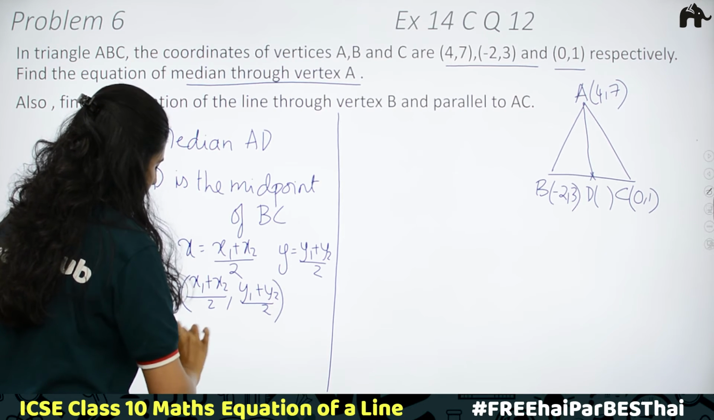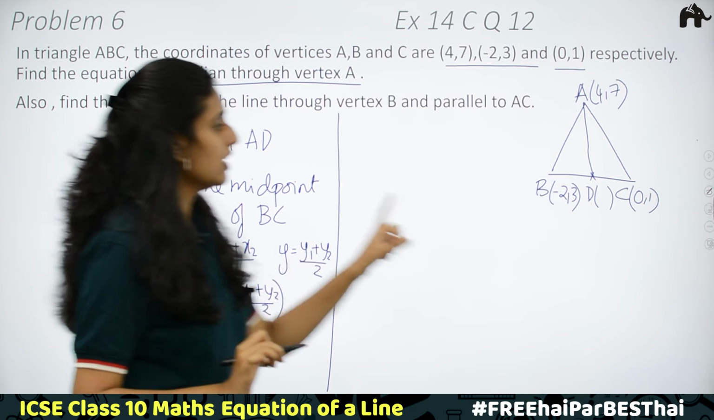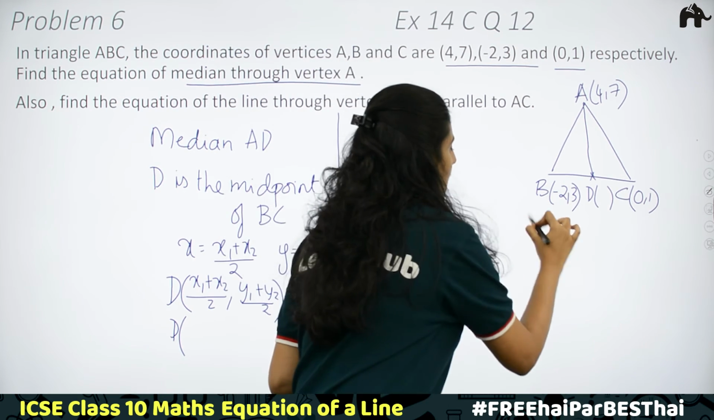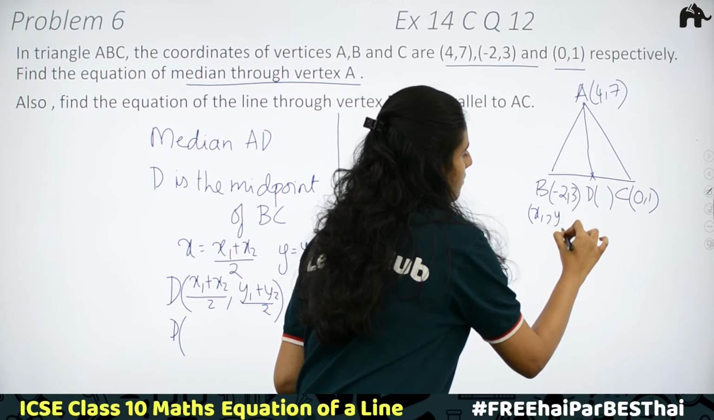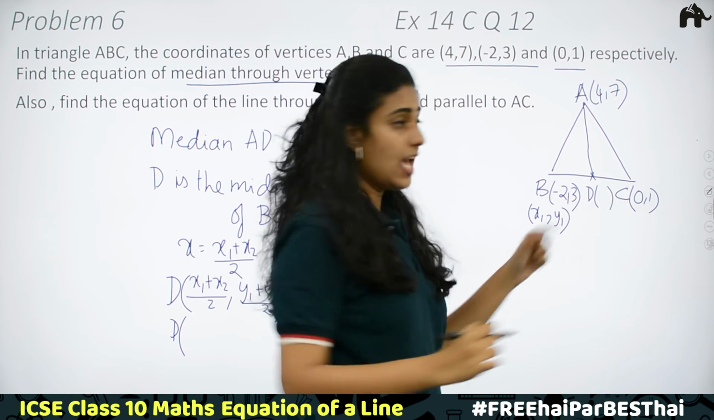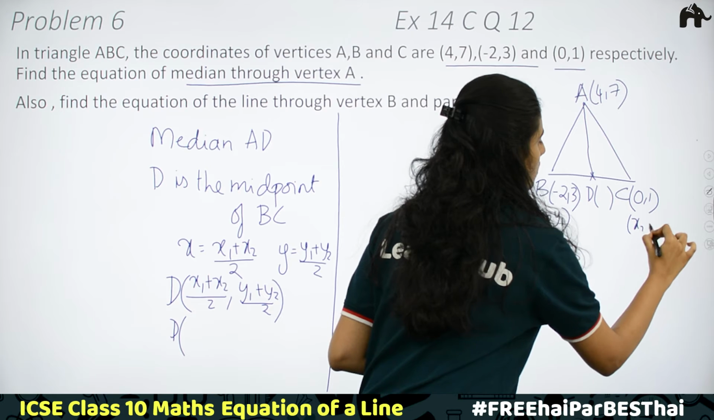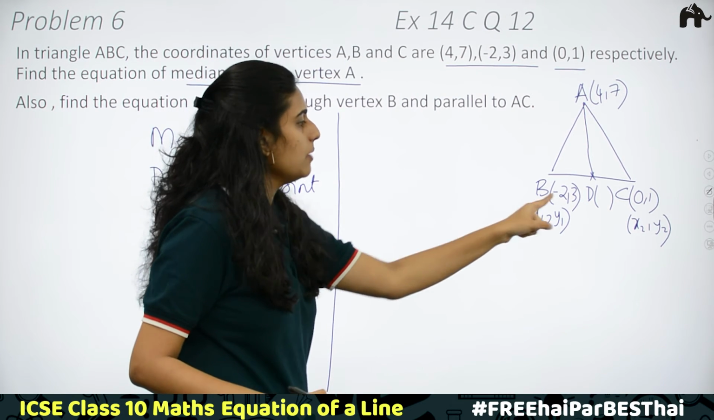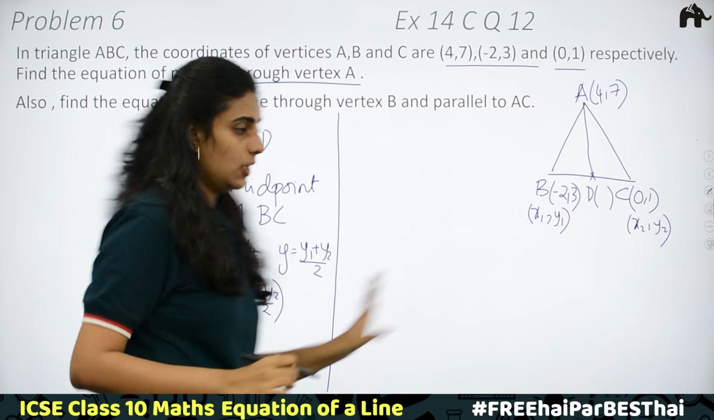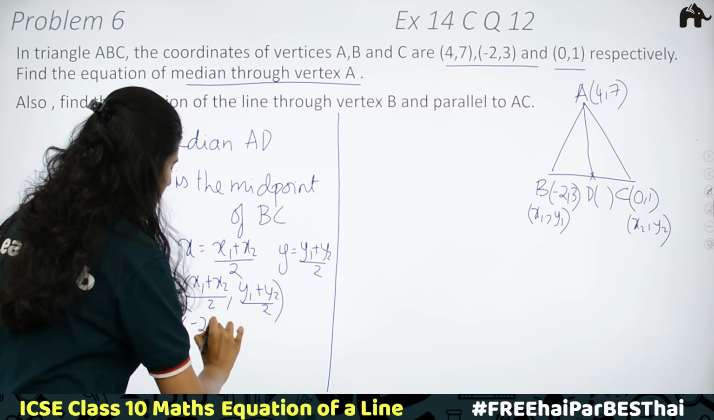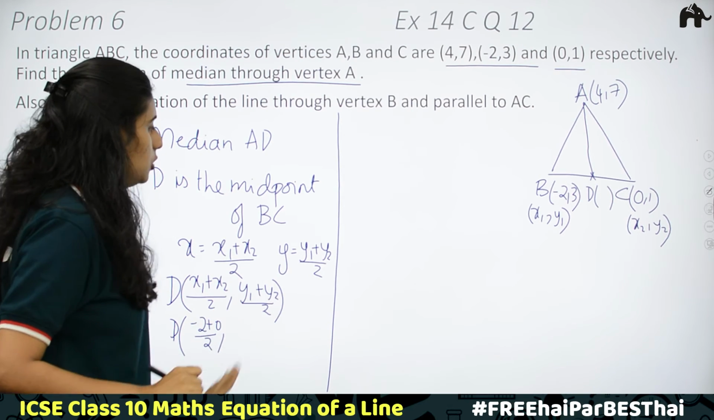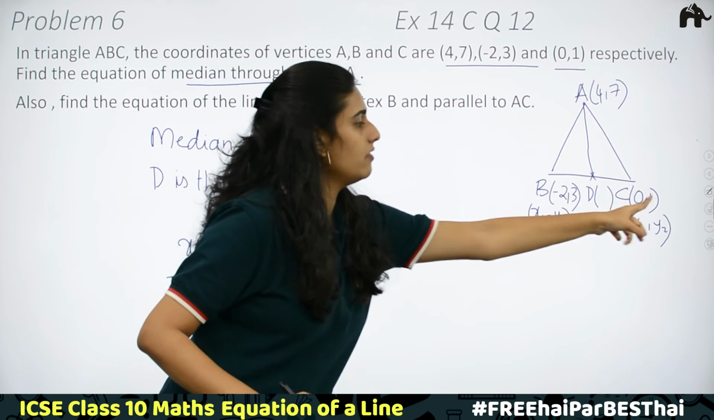Put the values. Here, what is x1? We are taking the first point B as x1, y1 and the point C as x2, y2. Here we have x1 is minus 2 and x2 is 0, so minus 2 plus 0 divided by 2, comma y1 plus y2 by 2. y1 is 3 and y2 is 1.